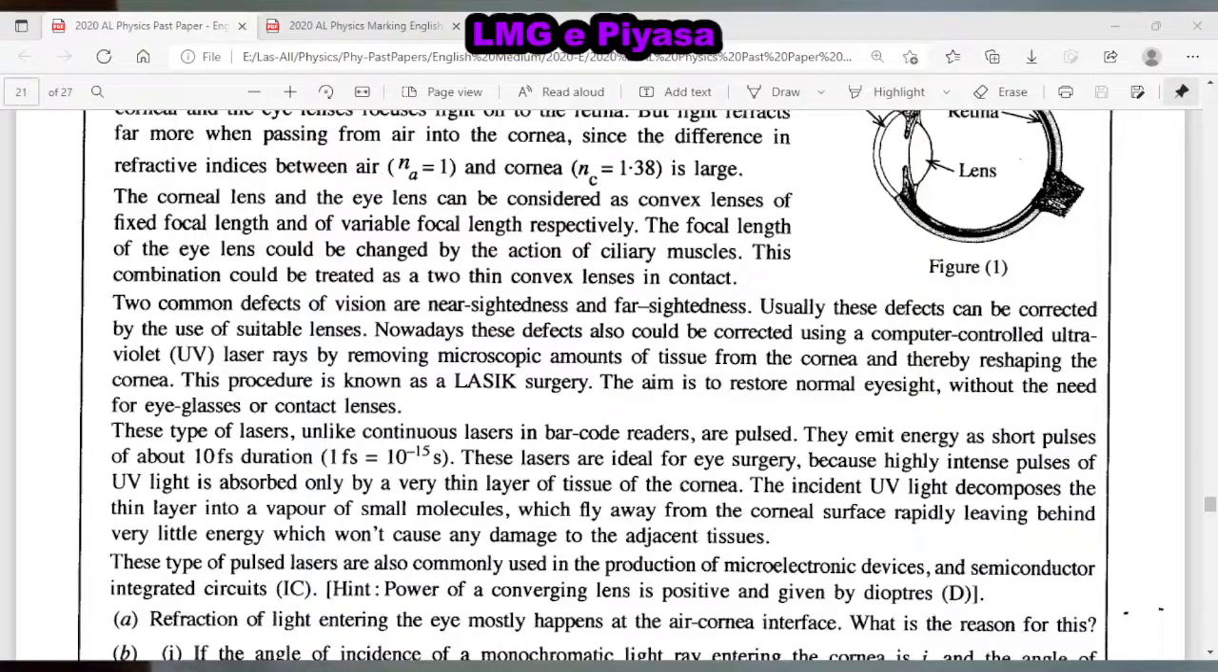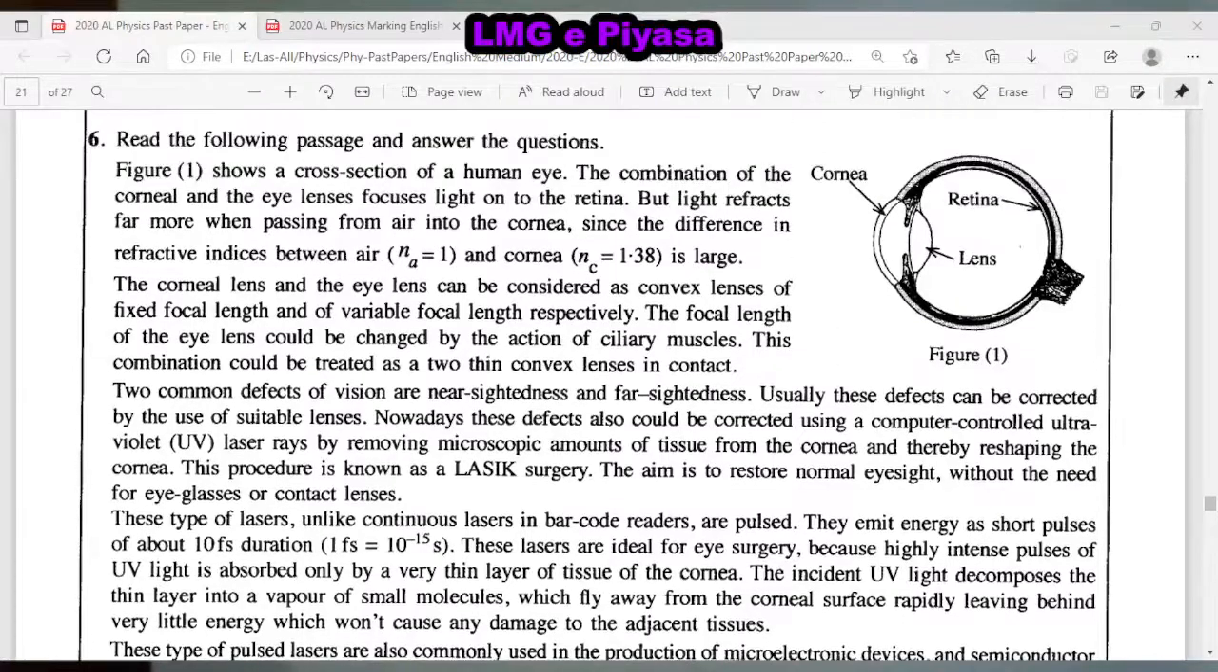When light enters to the eye, most refraction occurs at the cornea interface. What is the reason for that? That's part A. So you have to pick up the reason from the paragraph, right? Because in the paragraph also they are telling that, right?